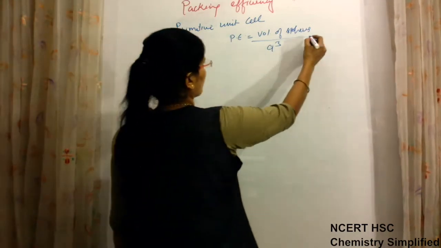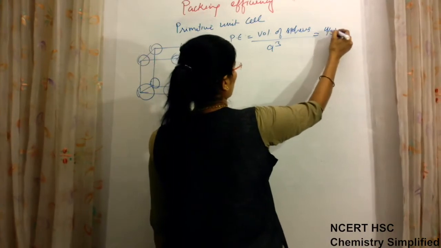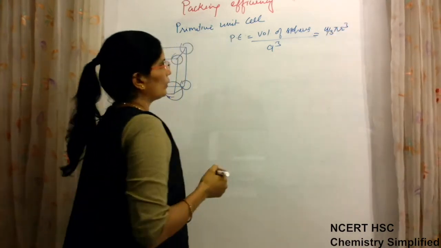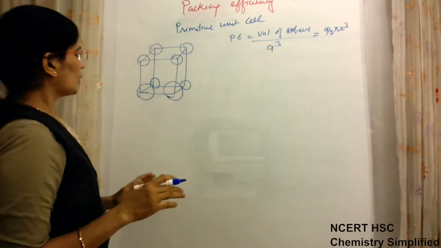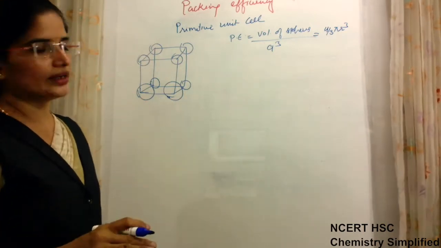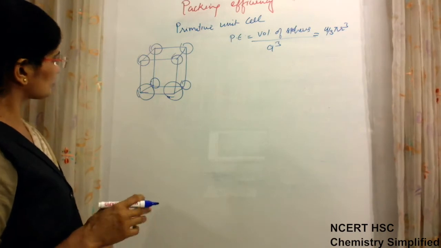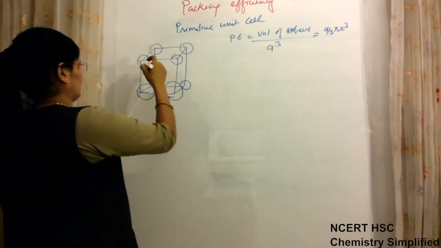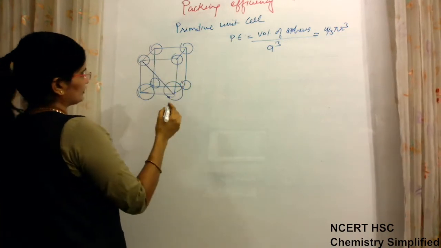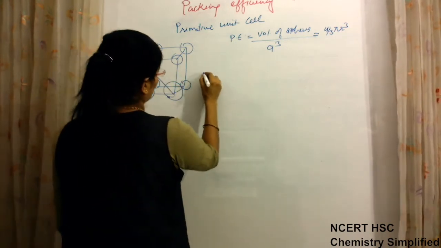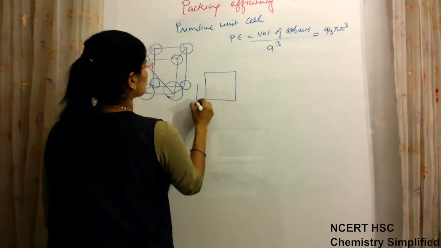So the volume of one sphere will be 4/3 pi r cube. The only thing we want is the conversion of this a cube in terms of r. Now in this case we need not do any derivation, simply because for any diagonal, let me make it once again so that it is clear to you.